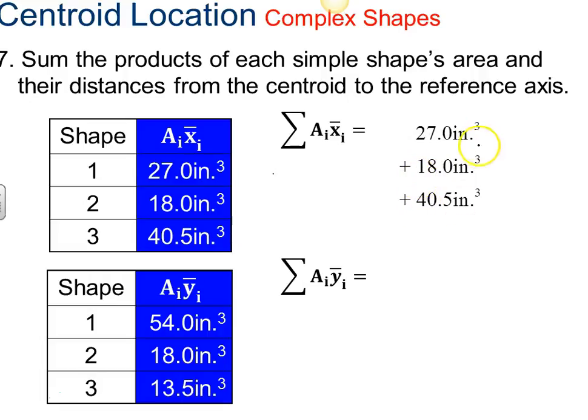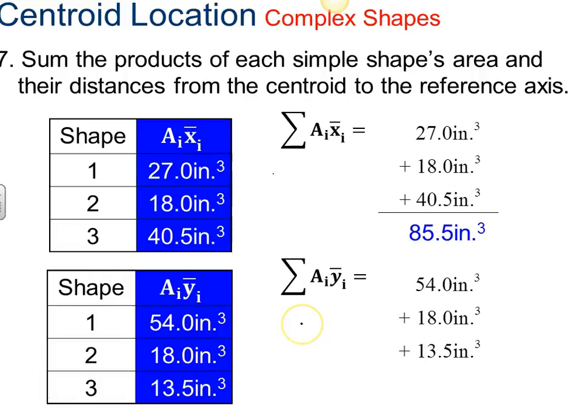27, 18, 40.5, these are all cubic inches, and we get 85.5 cubic inches. We do the same thing for the y, and we end up with 85.5 cubic inches. So we got 85.5 in both cases in this particular problem. Note that this term means to sum of, just add them up.